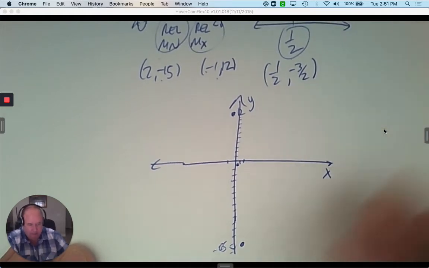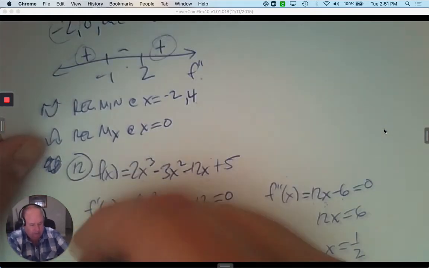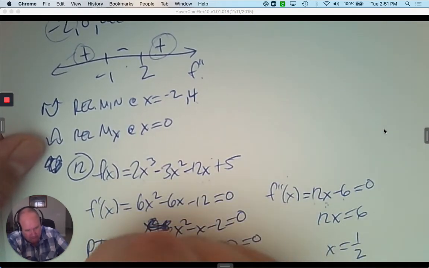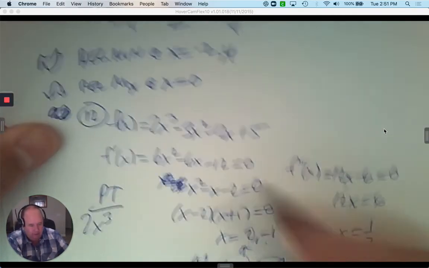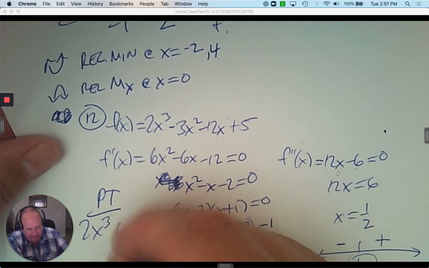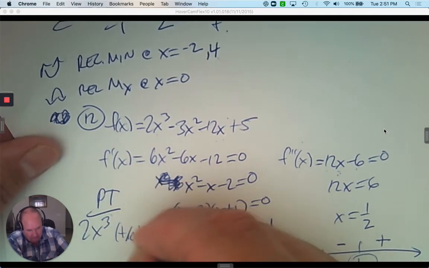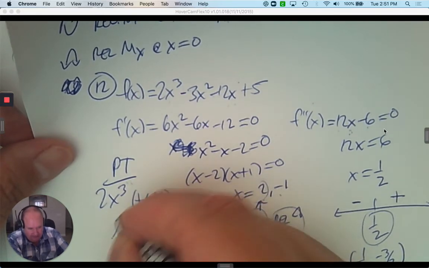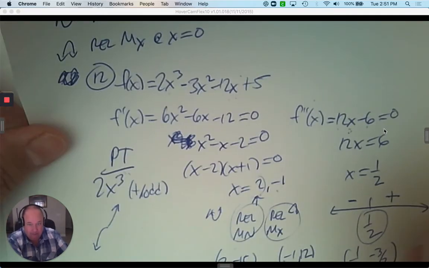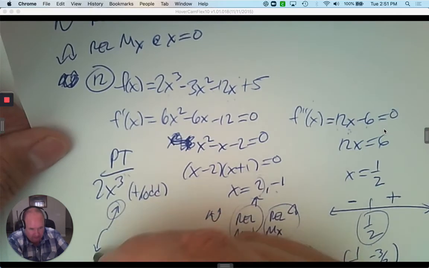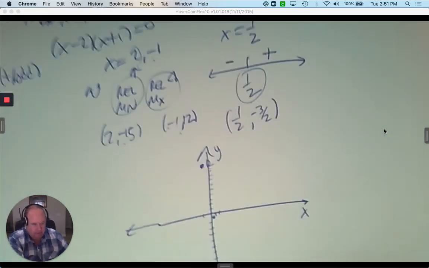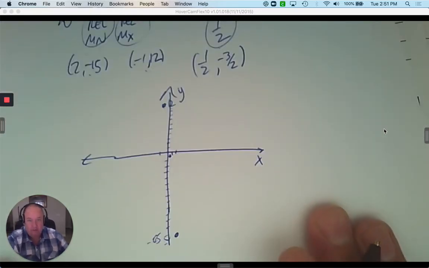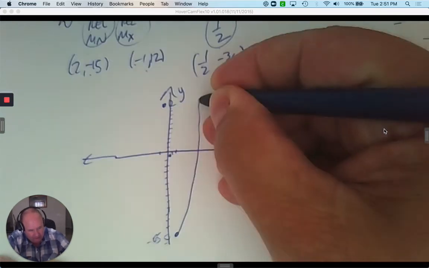And what's going to be helpful is to know the end behavior. So what's the power term here? This is like from 100 years ago. The power term is the term with the biggest exponent, and it's positive with an odd exponent. So if it's positive with an odd exponent, the right end goes up and the left end goes down. That's going to be helpful. So let's do that here. Don't worry about the intercept, just sketch it. So I know the right end goes up.